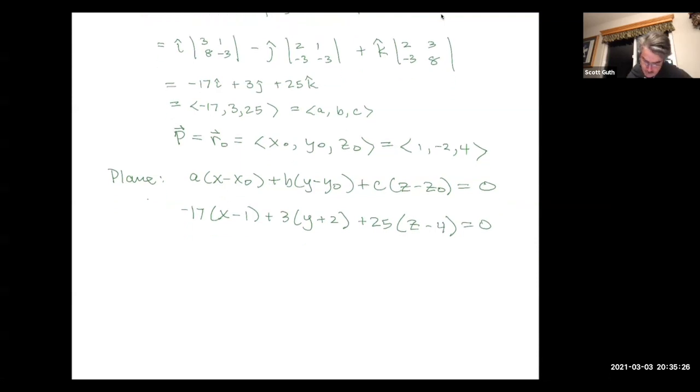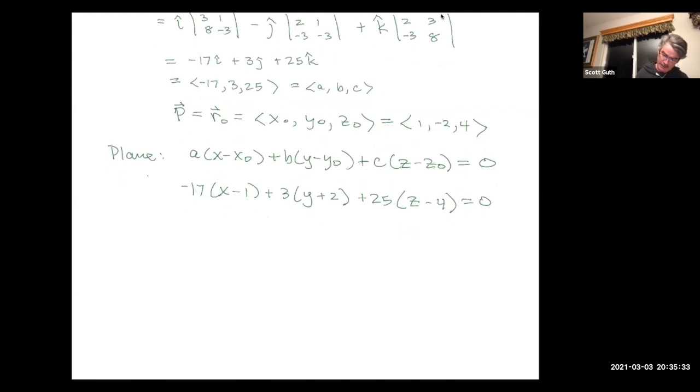We usually would want the constants on the other side. So really it's negative 17x plus 3y plus 25z equals some monstrosity. So that's going to be 17 plus 6 is 23, minus 100 is negative 77. So you move it over to the other side and I think you get a positive 77. Is that right, you guys?